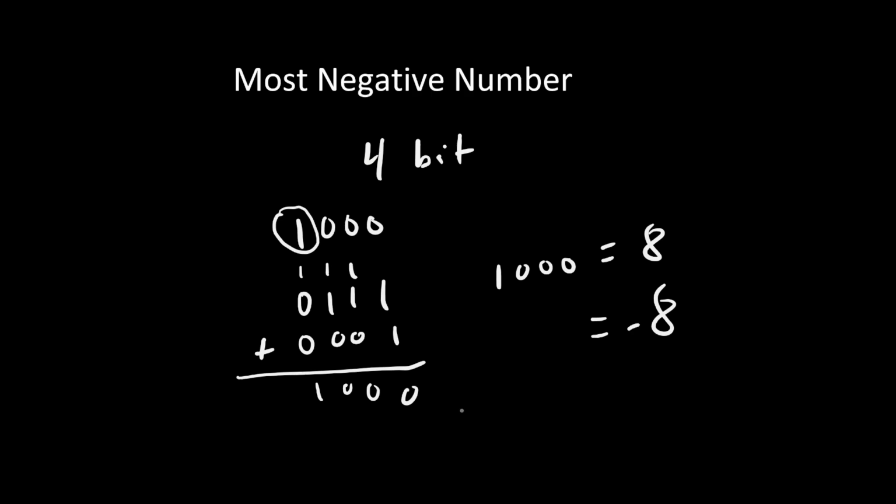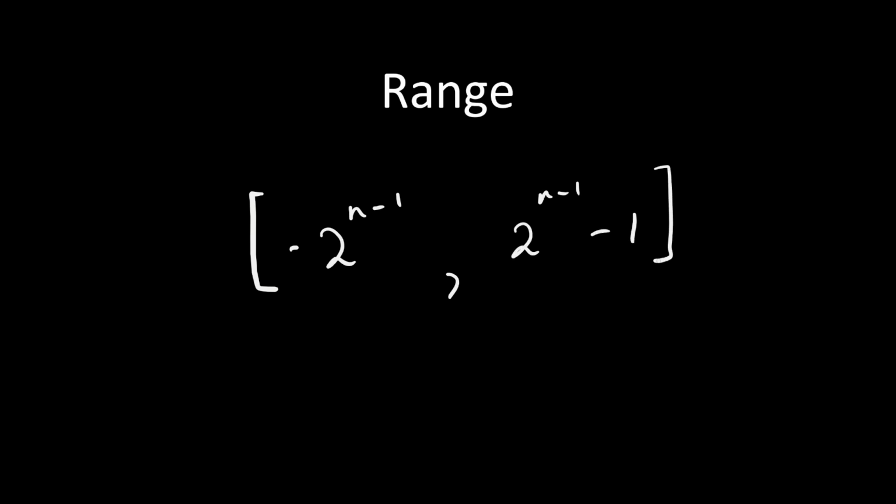And from here we can see that anytime you have a 1 with leading zeros all the way down, that's going to be your most negative number based on the bits you have. So the final piece of information I'll leave you with is the total range, which is going to be from your most negative, which is going to be -2 to the n minus 1, all the way up to 2 to the n minus 1 minus 1, and that's going to be your range for any 2's complement number with n bits.